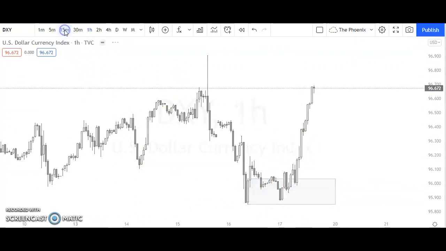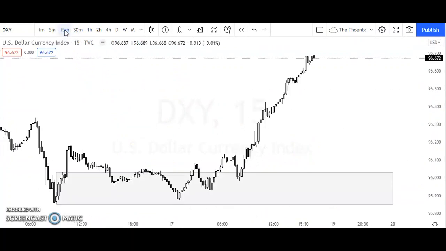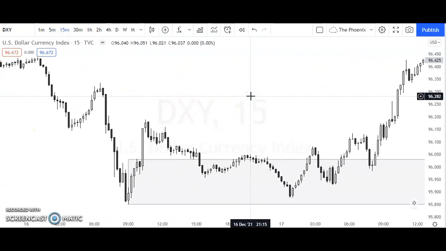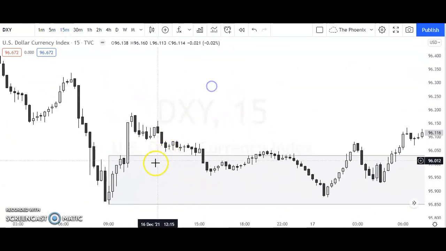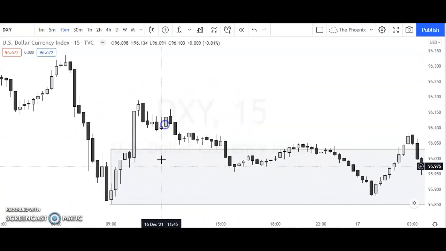I'm going to drop to the 15-minute time frame, and once you're refining, you want to make sure that you stay inside the original point of interest. If you find that you're going outside, either the entry won't be correct, you'll be stopped out, or your entry would not be triggered.